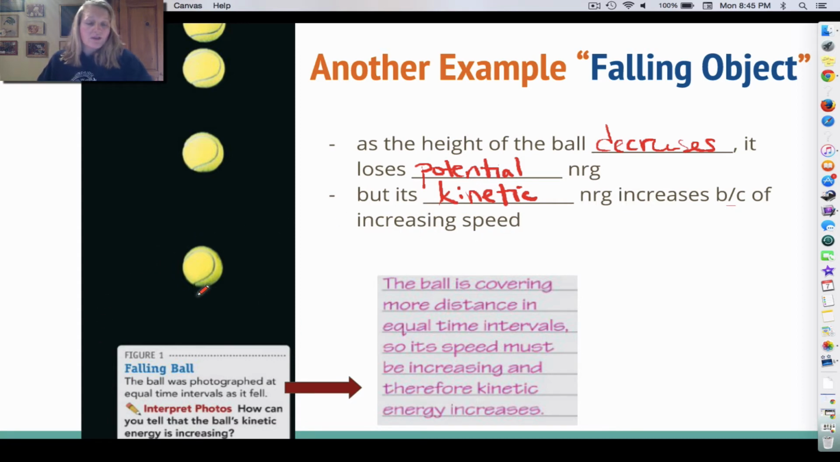One question that the book had for you that I thought was a reasonable discussion was, this ball is photographed at equal time intervals as it falls. So every, I don't know, thousandth of a second, something like that, it takes a picture. Picture, picture, picture, picture. How can you tell that the ball's kinetic energy is increasing? The answer is the ball is covering more distance in equal time intervals. So it's getting faster, it's moving more quickly. So its speed must be increasing, and therefore the kinetic energy is also increasing. That's another example of one of our classic energy transformations of potential energy turning into kinetic energy.